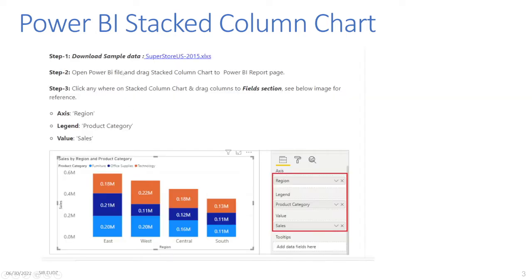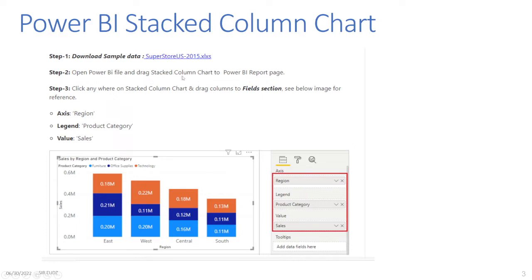So here is an example of creating a Power BI stack column chart. First we have to download this file for our example, and you can also download this file from the link provided in the description of this video. Open the Power BI file and drag the stack column chart to the Power BI report page.